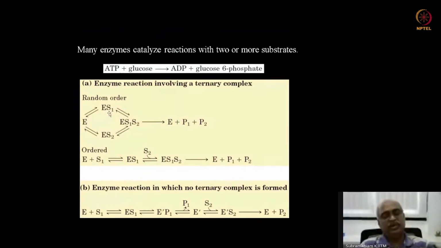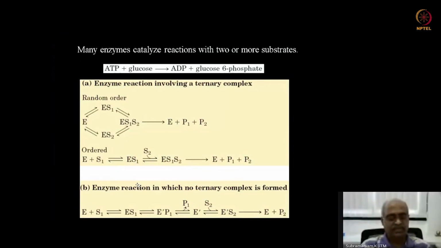Okay, one where the enzyme combines with the substrate in either order. S1 could bind first or S2 could bind first, and then you have the ternary complex formation. Or instead of being random, where S1 or S2 can bind first and the other one binding second, it may be ordered, where one substrate binds first and then only the second substrate binds to form the ternary complex. This is called an ordered reaction. So these are the two ways, random order and ordered, that ternary complex formation happens.